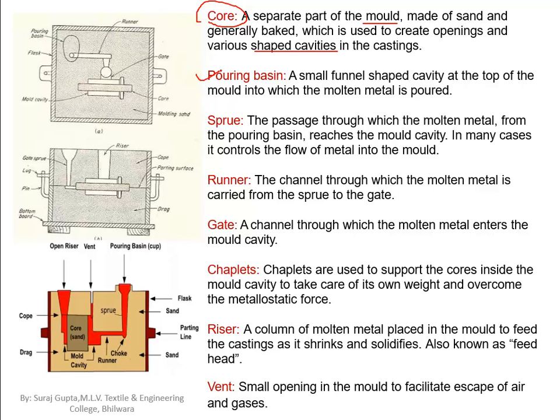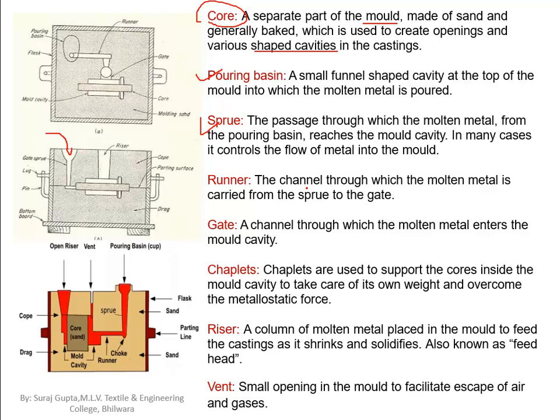The pouring basin. Here it is the pouring basin. This is known as the sprue pipe. This is known as the gate. So the sprue is the passage through which the molten metal from the pouring basin reaches the mold cavity. In many cases, it controls the flow of metal into the mold. The flow control means the velocity and the amount of liquid metal required, how much it is required, how much velocity is required. That will be decided by the sprue design.